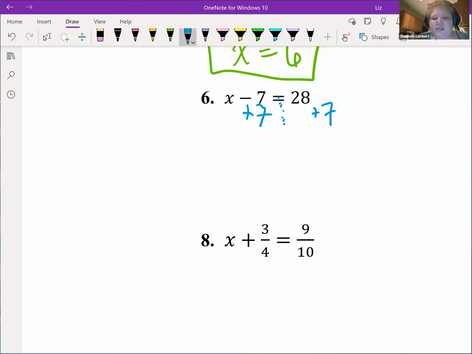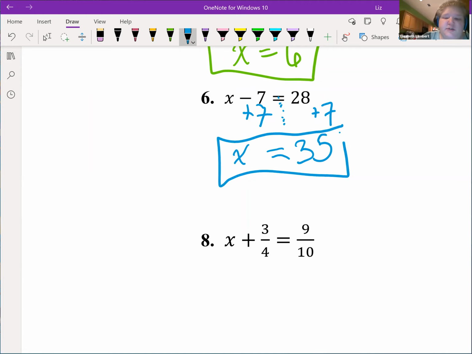So I'll sometimes put this little dotted line to signify do one on one side, do the other on the other. So I see my 2 sides separated, because sometimes one side's really long and then the other side's just a number. All right, so here, minus 7 plus 7 is 0. x plus 0 is x. And then 28 plus 7 more is 35. So there's our solution there.